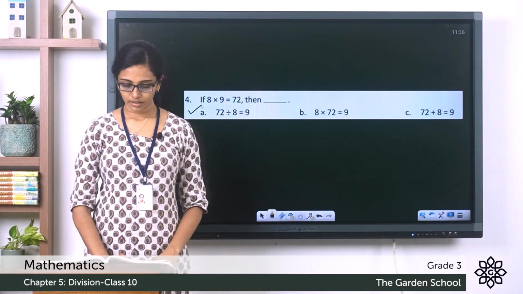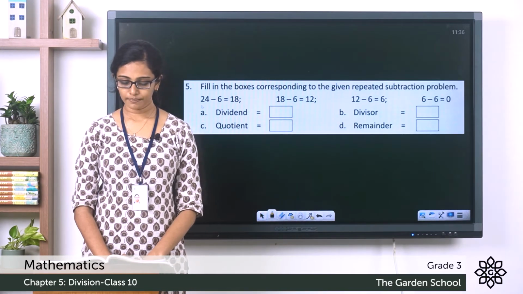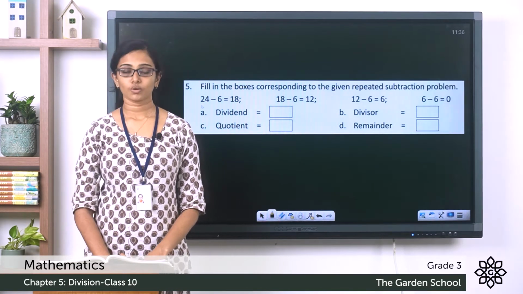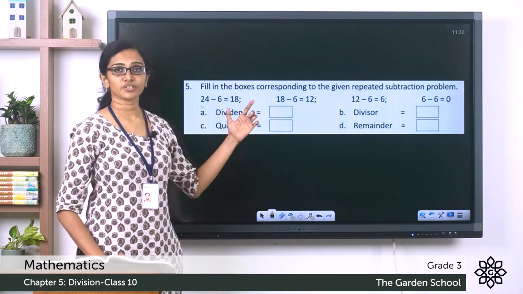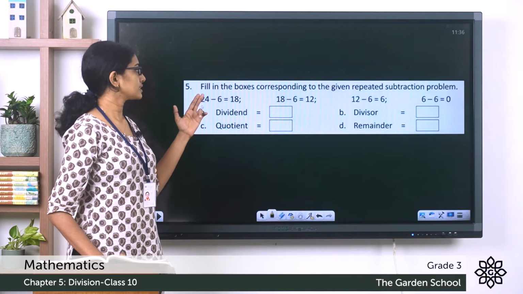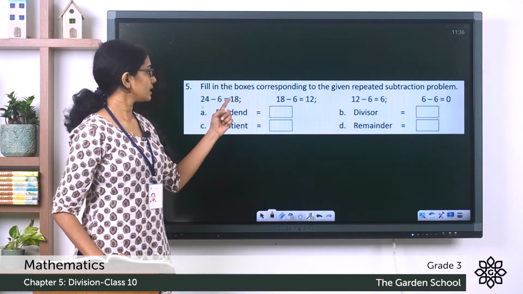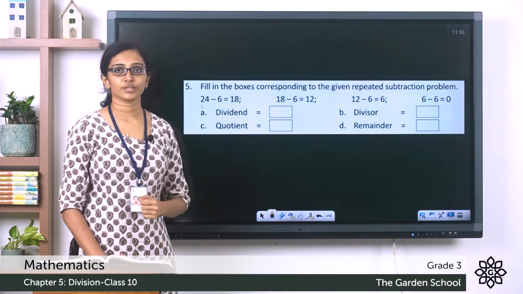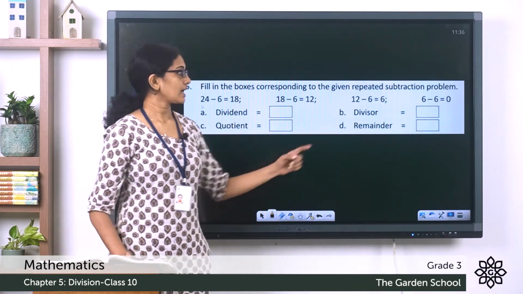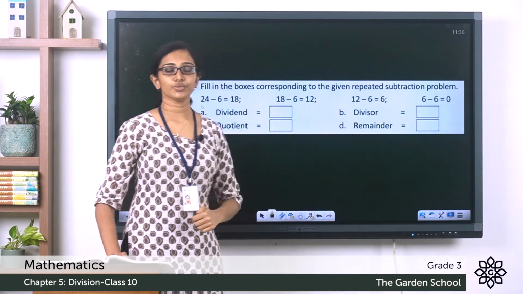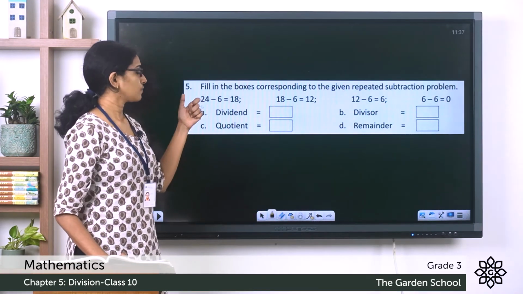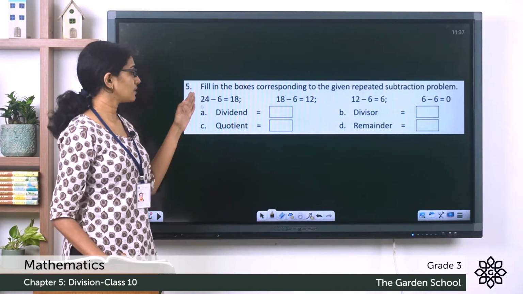Clear? Now question 5. Fill in the boxes corresponding to the given repeated subtraction problem. So you have a repeated subtraction problem given here. It starts with 24. 24 minus 6 equal to 18, then that 18 minus 6 is equal to 12. Then the 12 minus 6 equal to 6, and that 6 minus 6 is equal to 0. So you are repeatedly subtracting 6 from the given number, and which was the number given in the beginning?